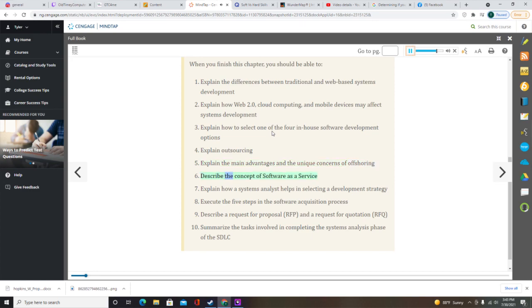6. Describe the concept of software as a service. 7. Explain how a systems analyst helps in selecting a development strategy. 8. Execute the 5 steps in the software acquisition process. 9. Describe a request for proposal, RFP, and a request for quotation, RFQ. 10. Summarize the tasks involved in completing the systems analysis phase of the SDLC.